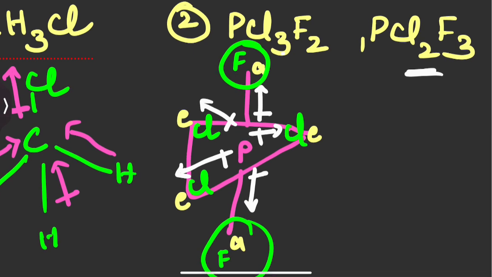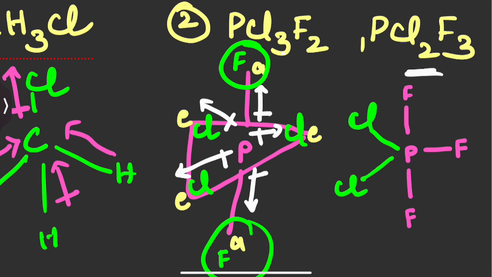So now we will write. P, and how many fluorine atoms are there? There are 3 fluorine atoms. One will be in the axial position, the second will be in the axial position, and the third one we have to place in the equatorial position, because only 2 axial positions are there. So one fluorine in the equatorial position, and then two chlorine atoms here in the equatorial position.